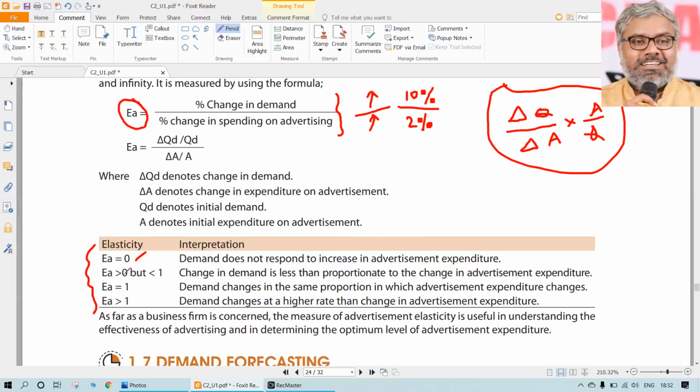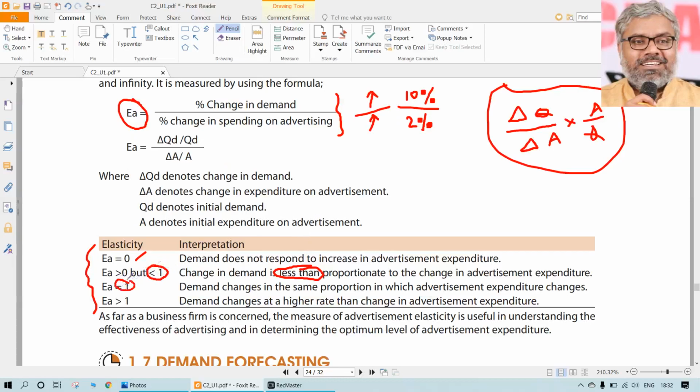What if this advertisement elasticity of demand is more than 0 but less than 1? Positive. But what does it mean? The change in demand is less than proportionate to the change in advertisement expenditure. Advertisement expenditure is increasing, demand is also changing. No problem, both are increasing. But the numerator is lesser than the denominator. Then the final answer is less than 1.